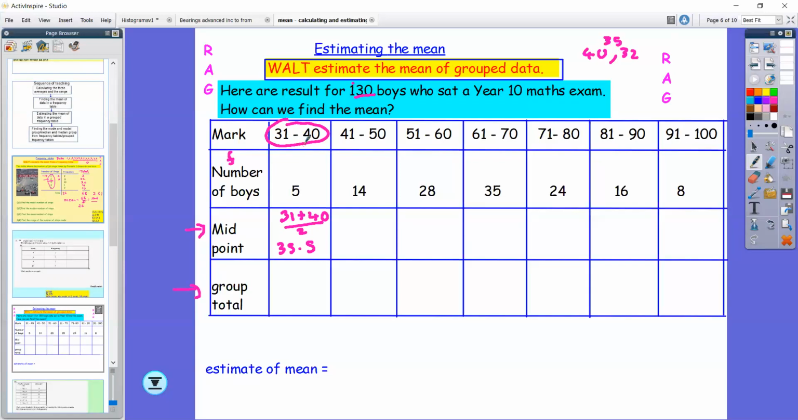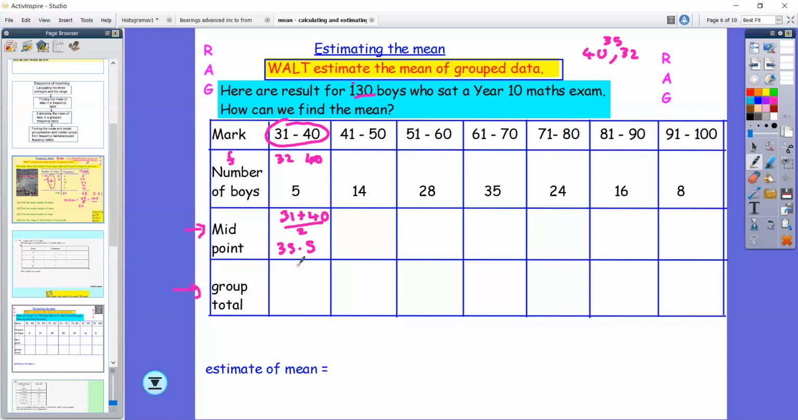Okay, we've decided we're going to use the midpoint, but why? Well, think about it. If we use 40 and everybody got 31, we'd have an error for each person of 9 marks. If I use 32, the maximum error is 8 marks, 32 to 40. But when we use the midpoint, if somebody got 40, we'd be out in error by 4.5. And if 31, we'd be in error by 4.5. So our error will never be larger than 4.5.